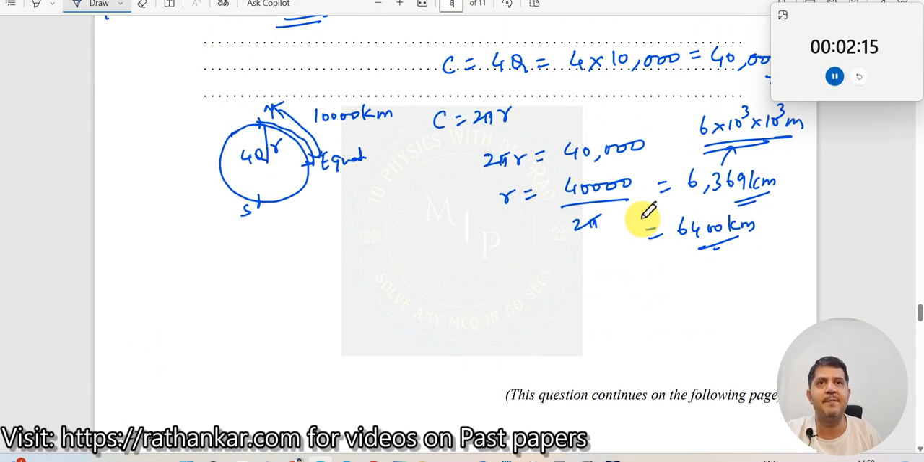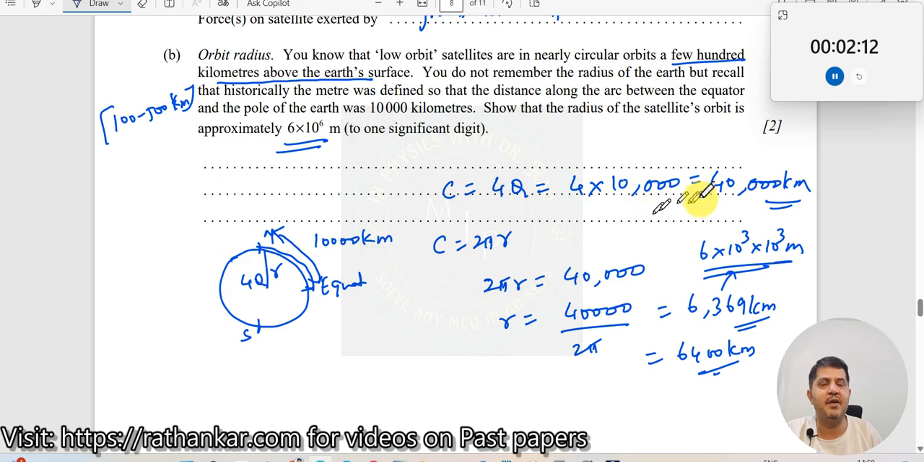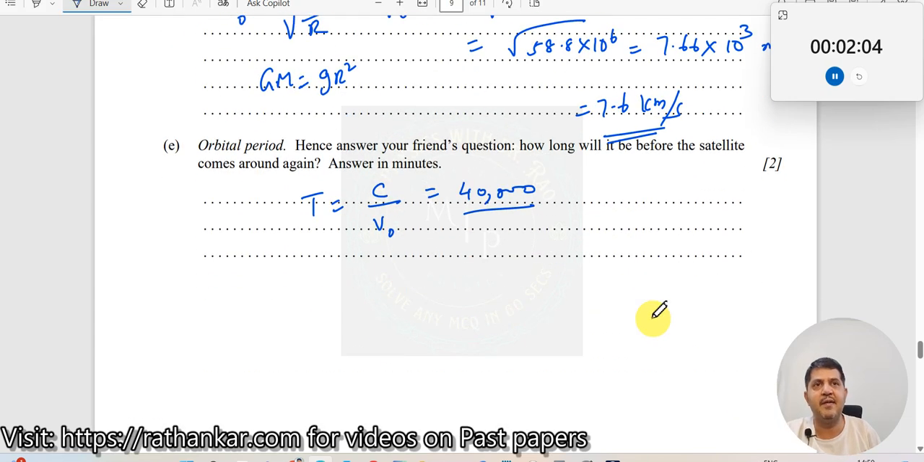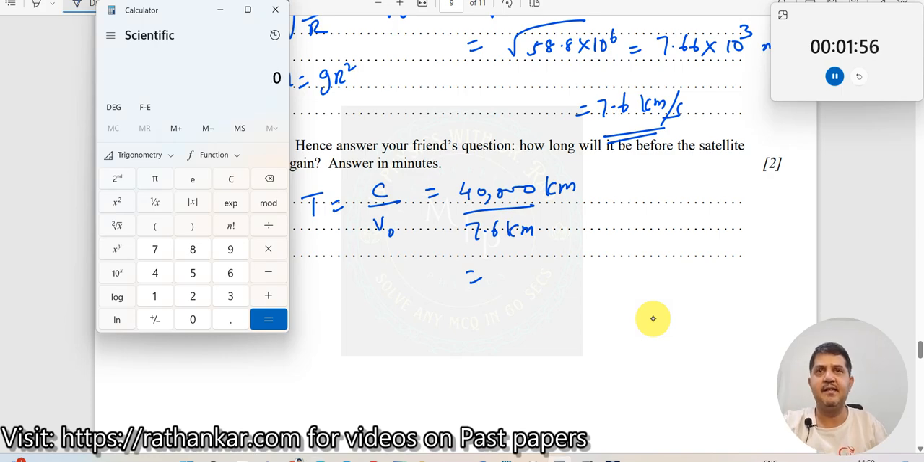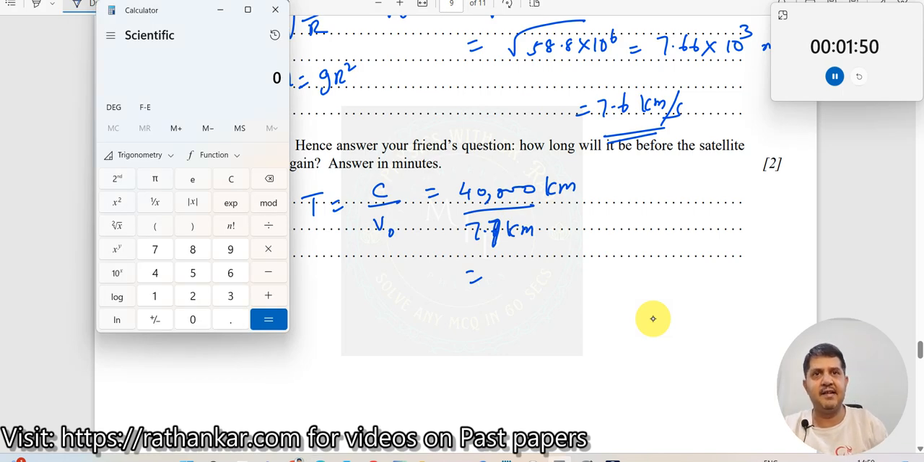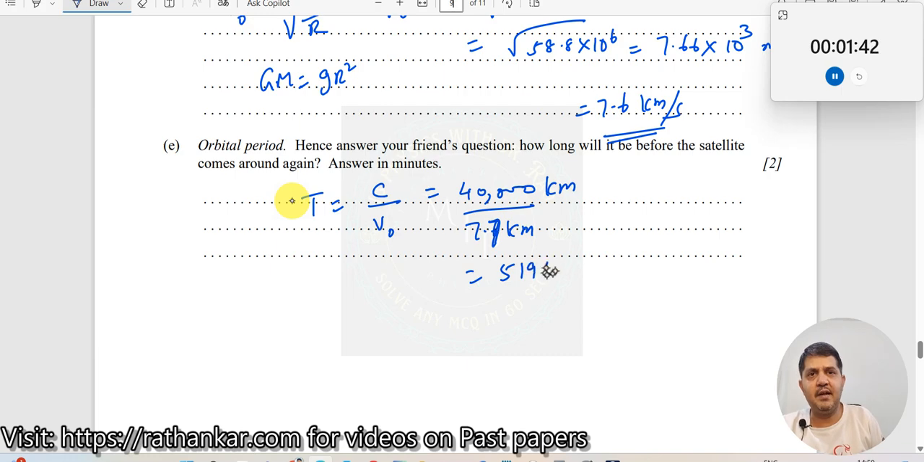So what is 2 pi r? 2 pi r, we took this as around 40,000 kilometers, right? So this was taken as 40,000 kilometers divided by 7.6 kilometers per second. When I do this, what is the answer I get? It's 7.66, I'm sorry, 7.7. So 40,000 divided by 7.7, I get the answer as 5,194. This should be kilometer divided by kilometer per second, so therefore this should be seconds.